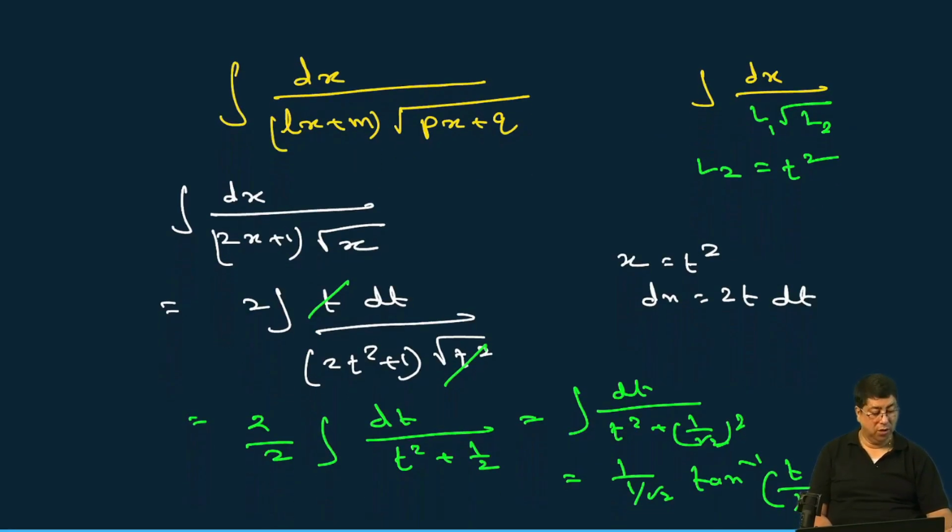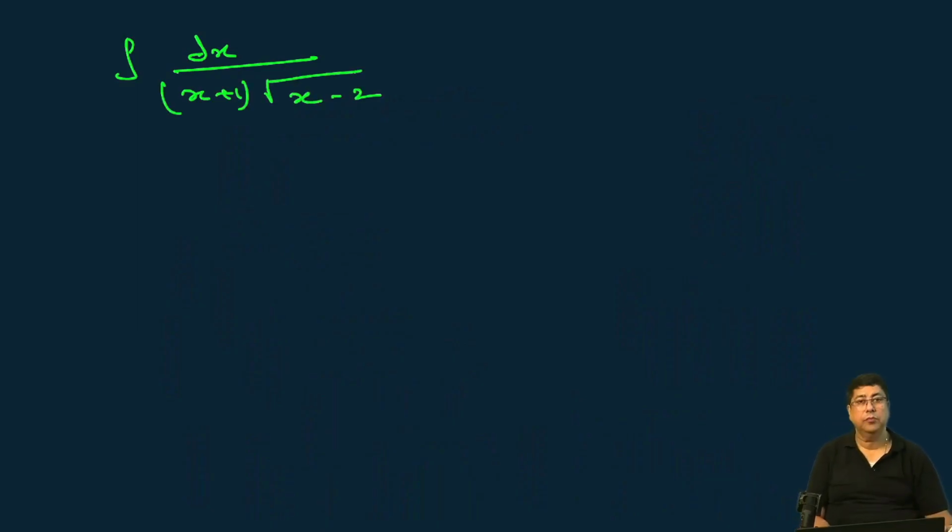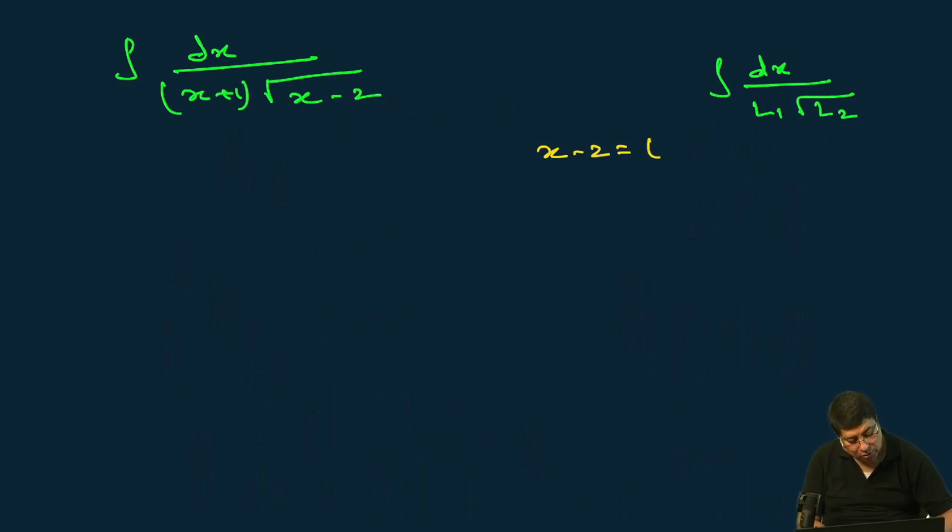One more example I am showing you. Suppose there is one example: integration dx by (root of x plus 1) into root over of x minus 2. So in this case, what should be the coefficient of x? It does not matter. Matter is only outside linear. Here once again I am writing dx by linear 1 root over linear 2. So L2 equals t square. So here L2 means x minus 2 equals t square. So dx equals 2t dt.